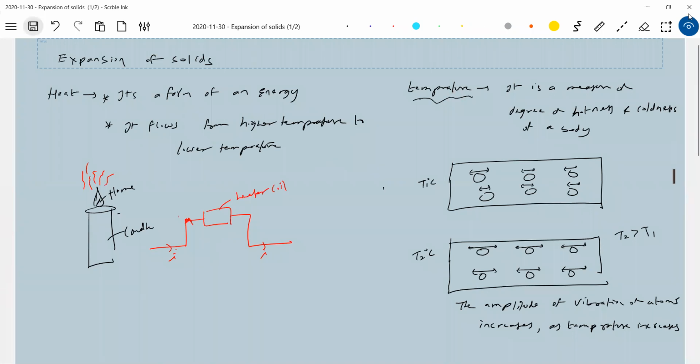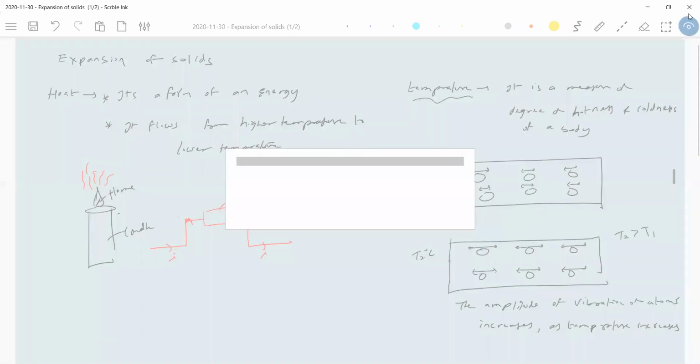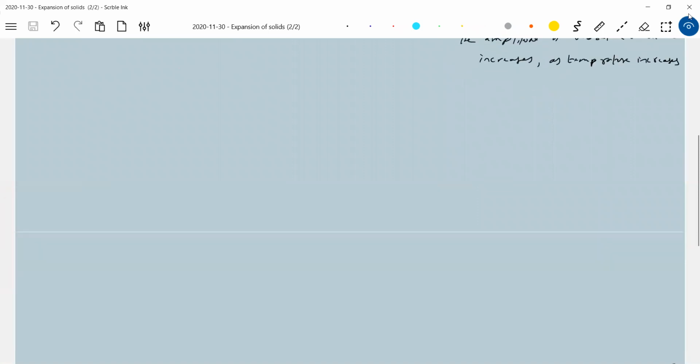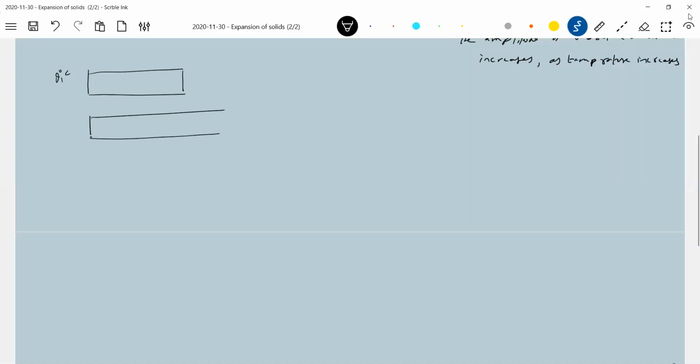Okay, now we'll proceed. Suppose you have a solid at a temperature, say theta 1 degree Celsius. I'm going to supply heat to raise it to theta 2 degrees Celsius, say from 25 degrees Celsius to 40 degrees Celsius. What do we see? We see the length will increase.